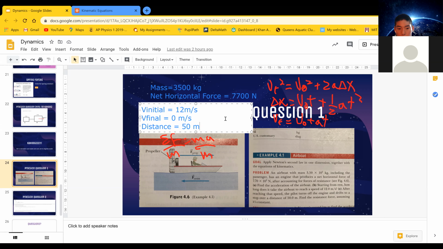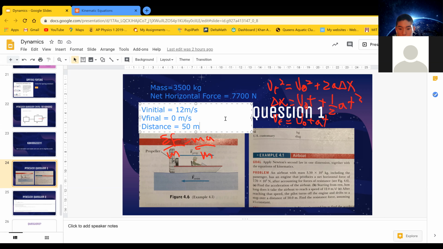Yeah, it is A. The reason why, you probably figured it out. Delta X, they already tell us, it's the 50 meters. The VF, they told us already, it's 0 meters per second. The V initial is 12 meters per second, which we already solved for. And conceptually, I also want to tell you guys why we need to solve for A.